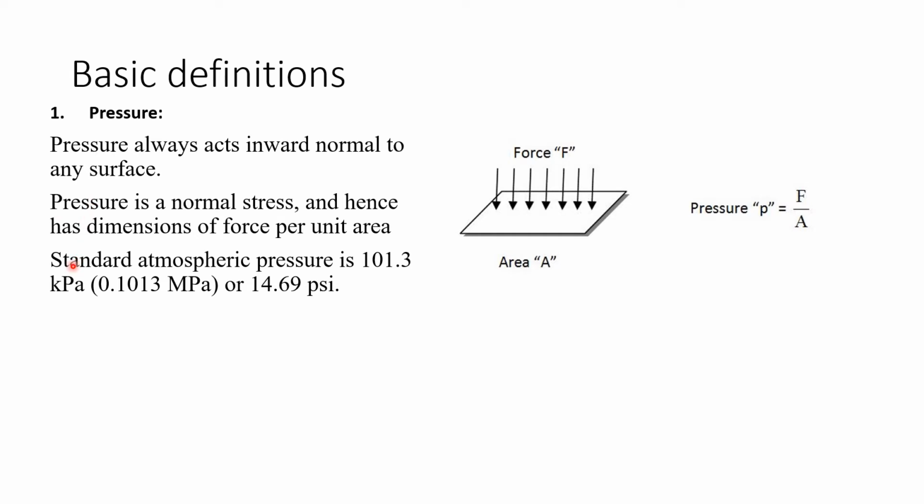The standard atmospheric pressure is 101.3 kilopascal, or 0.1013 megapascal, or we can also write it as 1.013 bar, or it is 14.69 psi. Psi refers to pounds per square inch.